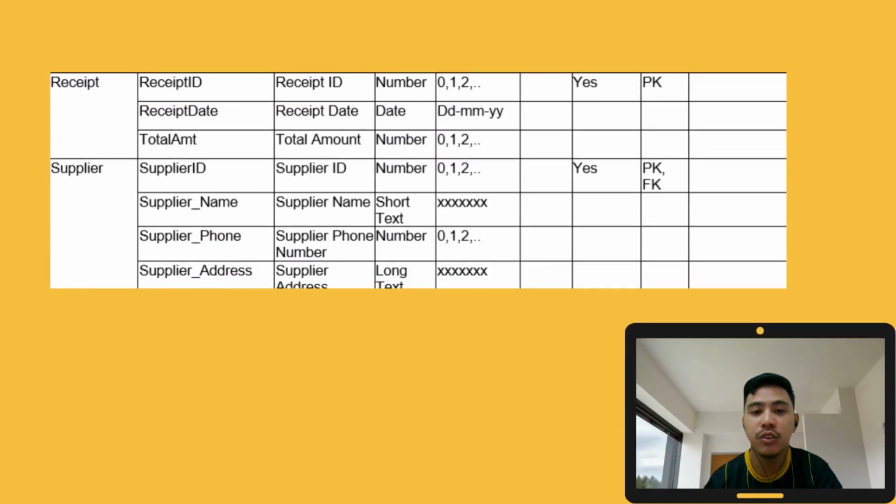For the receipt table, it contains receipt ID, receipt date, and total amount. We use number data type for receipt ID and total amount.